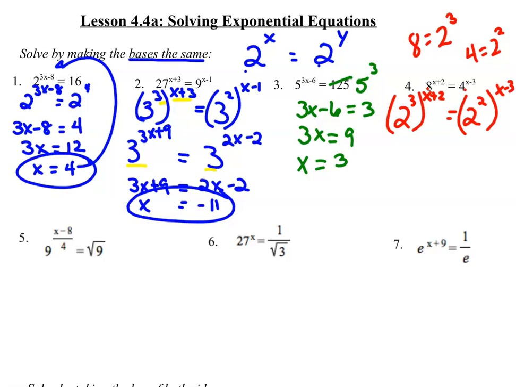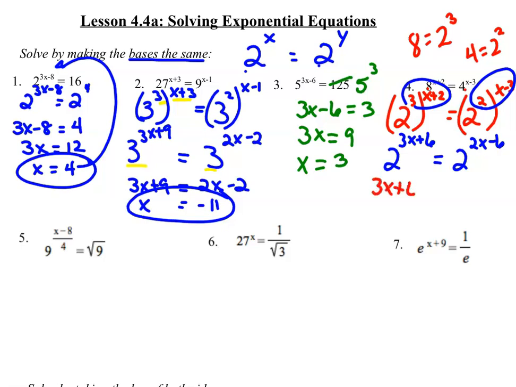Power to a power, again, we have to multiply these. So we have 2 to the 3x plus 6. On the other side, we end up with 2 to the 2x minus 6. And then setting those powers equal to each other, 3x plus 6 has to equal 2x minus 6.